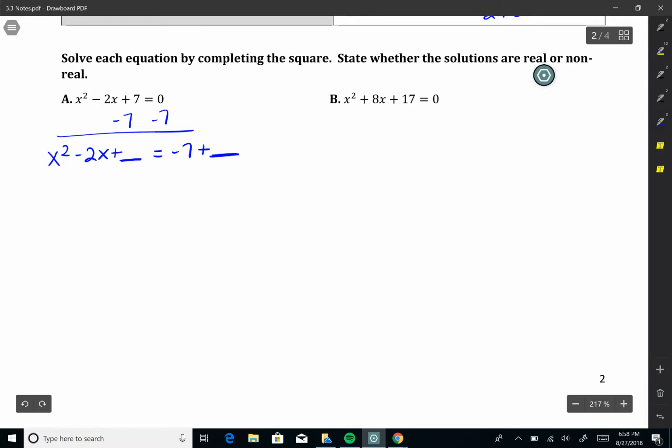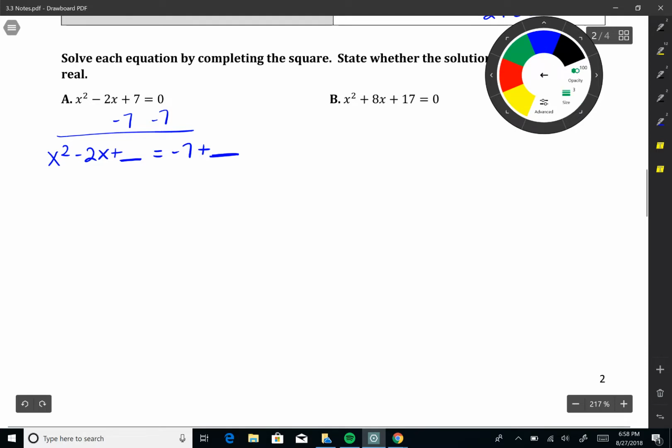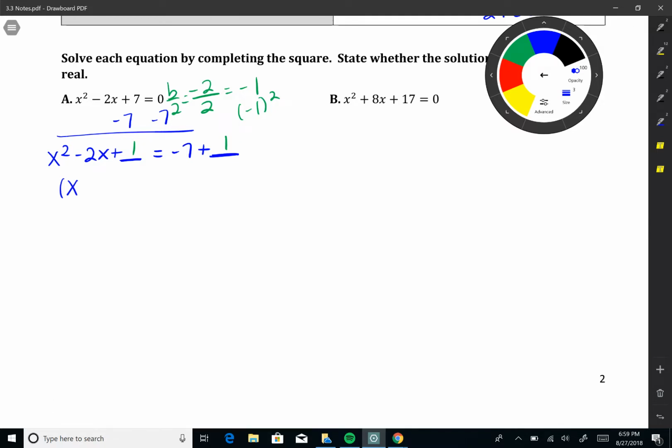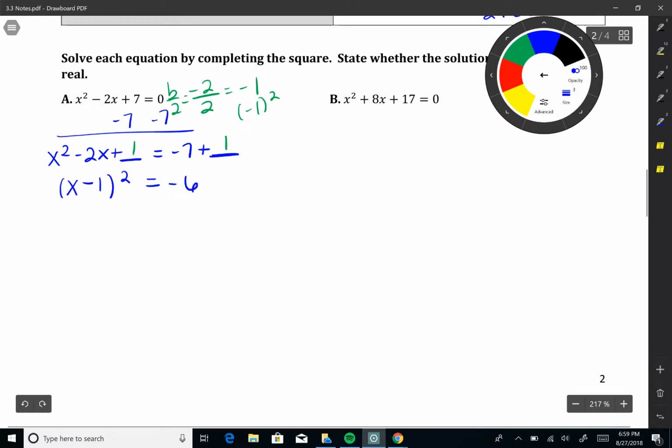To complete the square, remember that I take half of b. b is negative 2, so negative 2 divided by 2 is negative 1. And then I square that. That's going to be a positive 1. So I'm going to add 1 to both sides. Then I write my left side in factored form. Remember, that's always x plus or minus half of b. Well, my b is negative, so that's going to be minus 1. Half of negative 2 is negative 1, squared, equals, and then I do the math on the right side. Negative 7 plus 1 is negative 6.